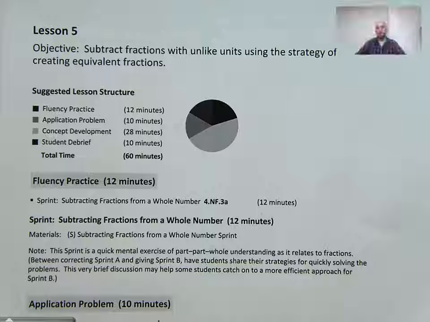Hello, I'm Mr. Kissinger at the Citizenship Academy in Syracuse, New York, and this is 5th grade math module 3, lesson 5. Today we're going to be subtracting fractions with unlike units using the strategy of creating equivalent fractions.